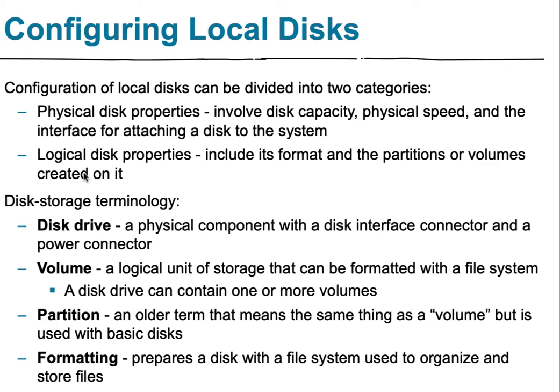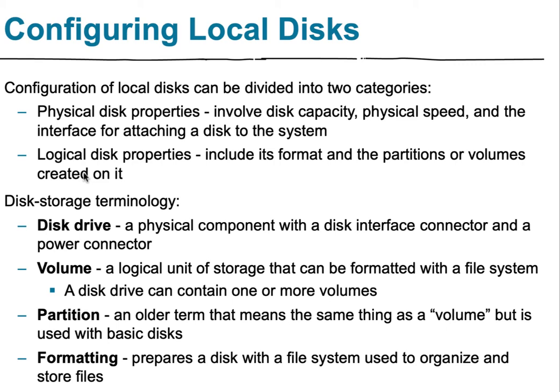Volume. Before an OS can use a disk drive, a volume must be created on the drive. A volume is a logical unit of storage that can be formatted with a file system. A disk drive can contain one or more volumes of different sizes. Disk drive space that hasn't been assigned to a volume is said to be unallocated. Volumes can also span two or more disks in an arrangement called RAID. Volumes, including RAID volumes, are discussed in more detail later in this video. Partition. This older term means the same thing as volume, but is used with basic disks. The term partition is still used at times, but in Windows, it has been replaced by volume.